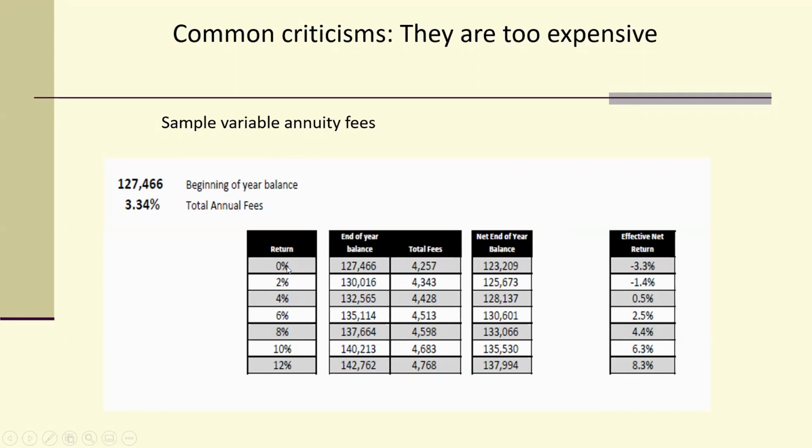Now, if they had a year where they experienced no earnings inside of their contract, or even losses in their sub-accounts, then they're going to see a loss just because of the expenses that are embedded in that contract. So the hurdle rate that's required to actually begin earning money is actually very high in these contracts.